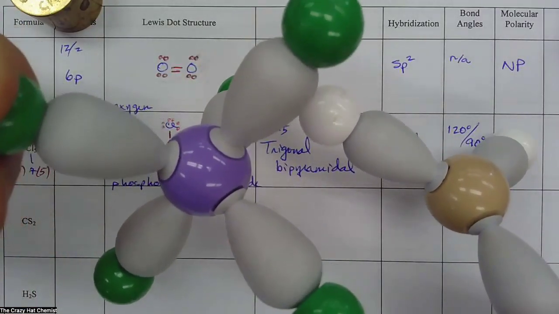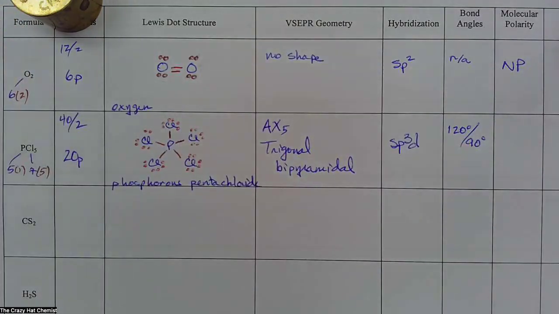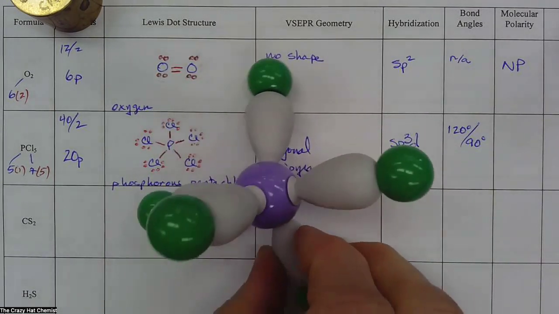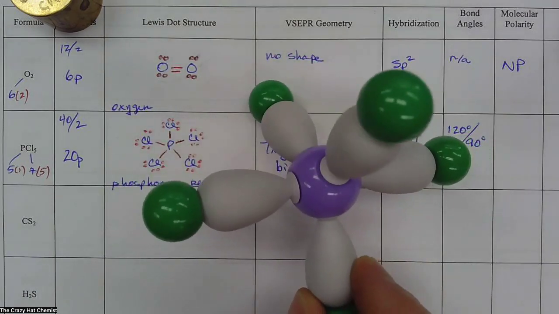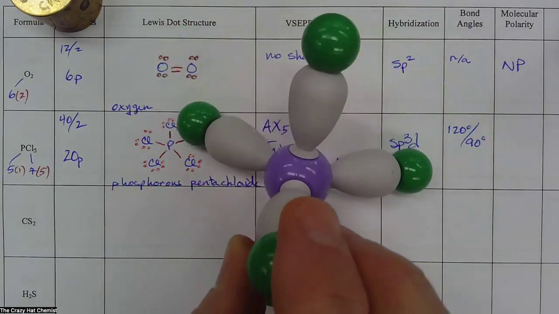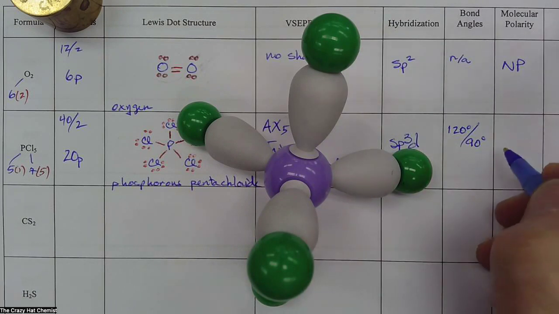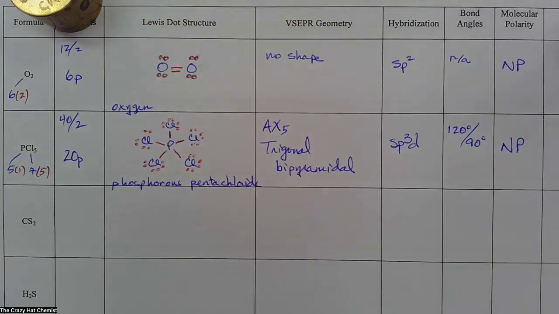It's bipyramidal. Okay. The 5-domain structure, has it exceeded the octet rule? Oh, most certainly it has. Is this symmetric? Does it have polar bonds? Yes. Is it a symmetrical molecule? Yes, it is. So that means it's nonpolar.